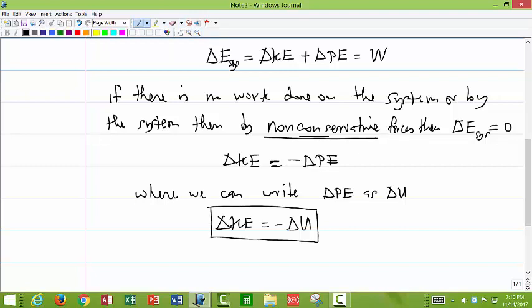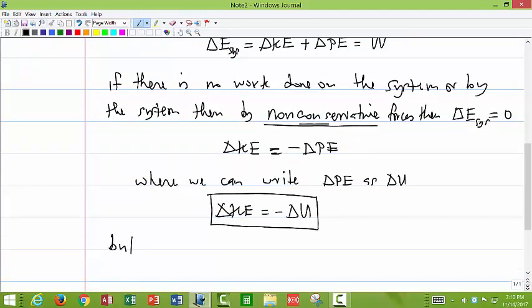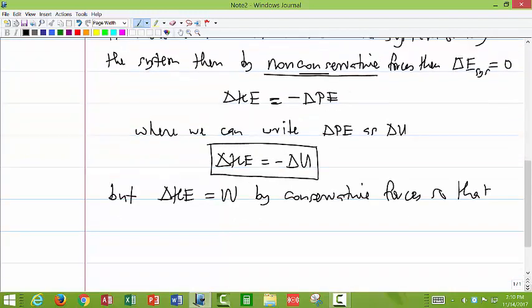So if there is no non-conservative force, then the change in energy of the system is 0. So the change in kinetic energy is equal to minus the change in potential energy. But we can say that change in kinetic energy is equal to work done by conservative forces, so that work can be equal to minus the change in potential energy. So we've already seen that the change in kinetic energy is equal to work according to the work energy theorem.